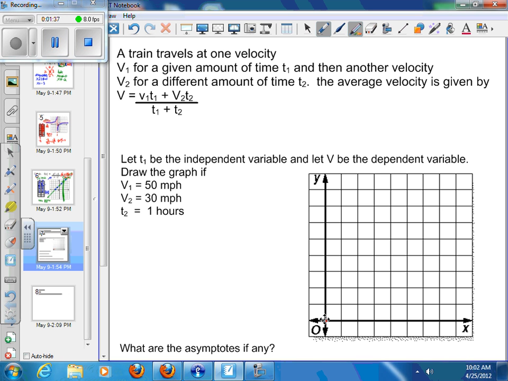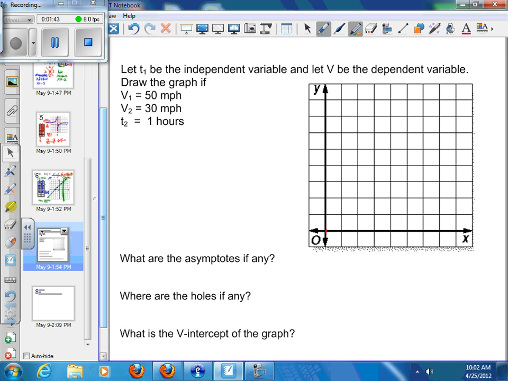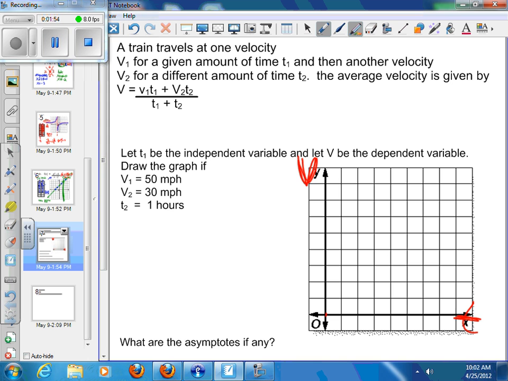So we're given some information for our problem. T1 is going to be the independent variable. Time is always your independent variable, and time goes on your x-axis, which means our velocity is going to be our y-axis. So we're actually going to have a v-axis and a t-axis in this problem. The independent variable is your x-axis. The dependent variable is your y-axis. Draw the graph if V1 is 50.